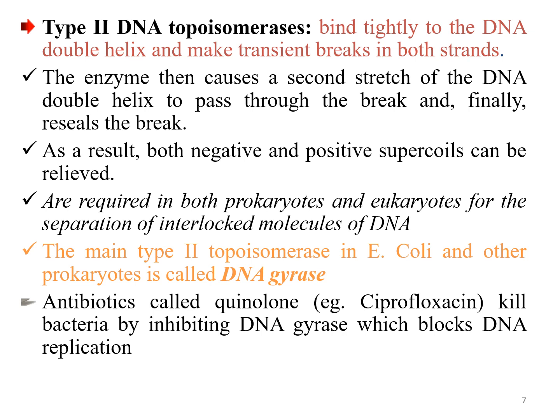Type 2 DNA topoisomerase binds tightly to the DNA double helix and makes transient breaks in both strands. The enzyme causes a second stretch of the DNA double helix to pass through the break and finally reseals the break. As a result, the negative and the positive supercoils can be relieved.